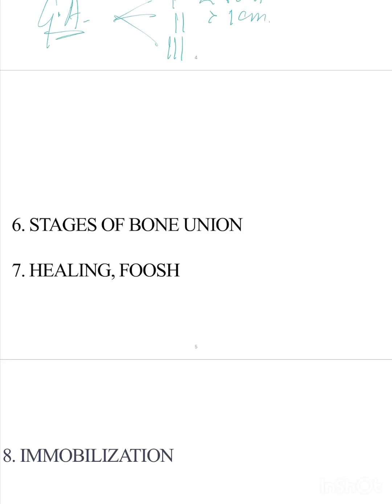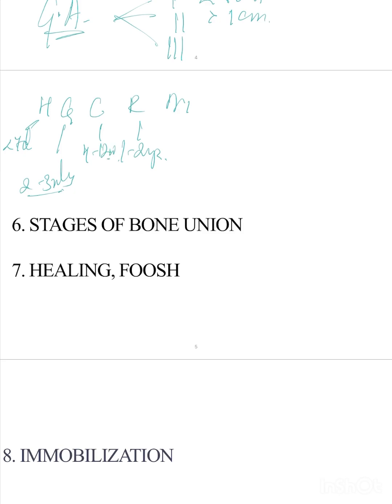You have 5 important stages: hematoma, granulation tissue, callus, remodeling, and modeling. Okay, remodeling happens after 1 to 2 years. Then you have less than 7 days will be hematoma, 2 to 3 weeks will be your granulation tissue, and 4 to 12 weeks will be your callus formation.